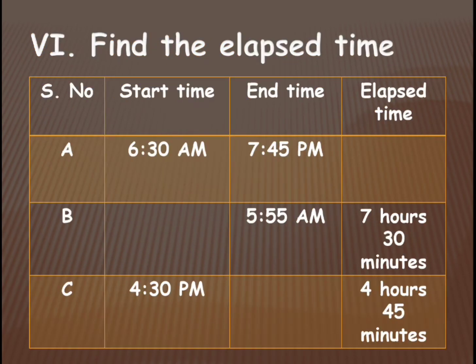Now let's start with finding the elapsed time. Children, here elapsed time is nothing but the time taken to complete certain work. It might be anything. Okay, so for some activities it will be in seconds, some activities it will be in minutes, and some activities will be in hours. It depends on which activity we are doing. Okay, the time taken to complete any activity is called elapsed time.